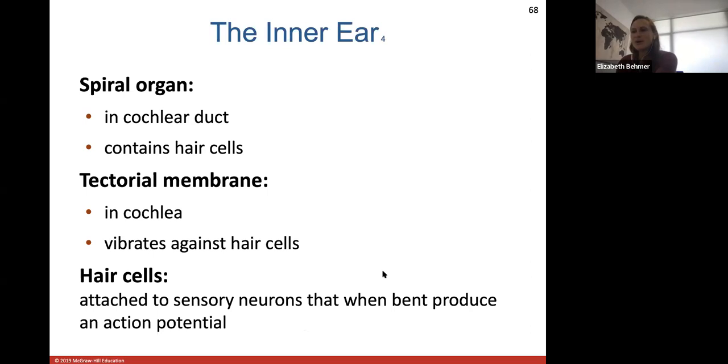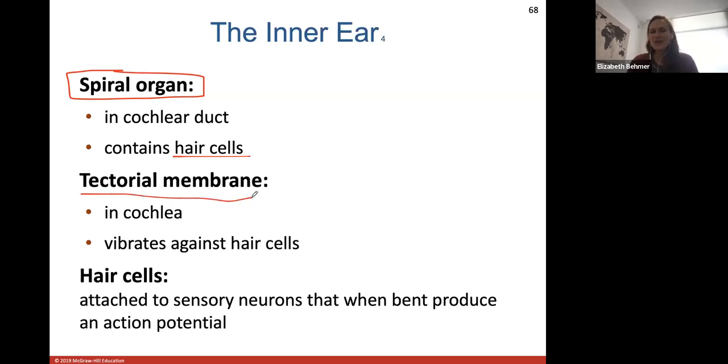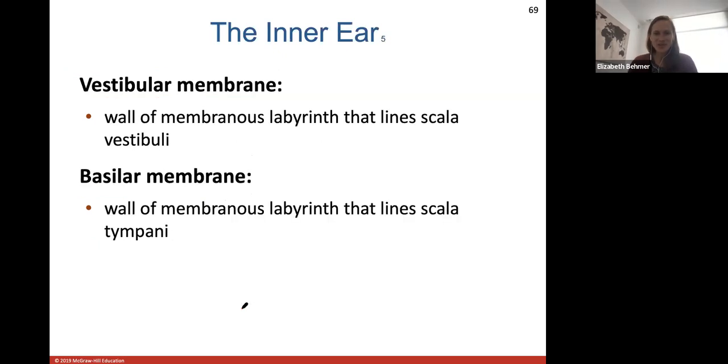The spiral organ is in the cochlear duct, and the spiral organ is specifically where we'll have hair cells that will bend into the tectorial membrane. And the vibration of those hair cells when they bend will be attached to a sensory neuron that will produce an action potential. I promise a picture soon.